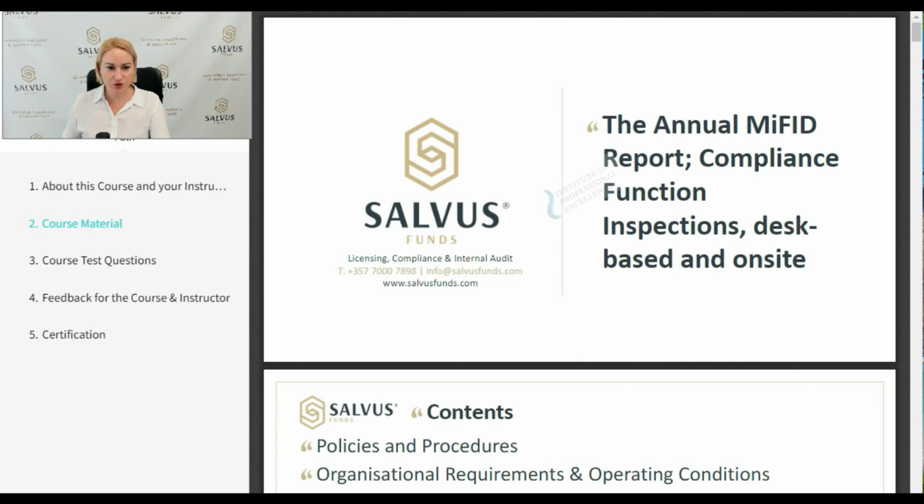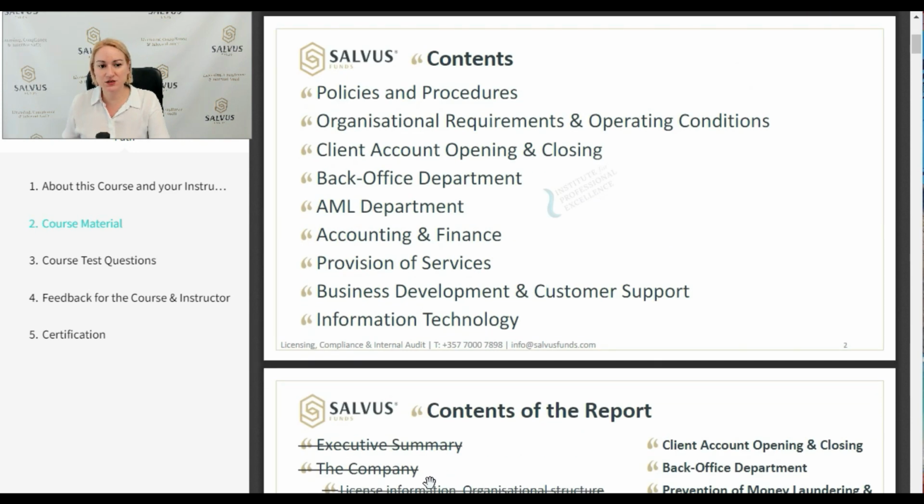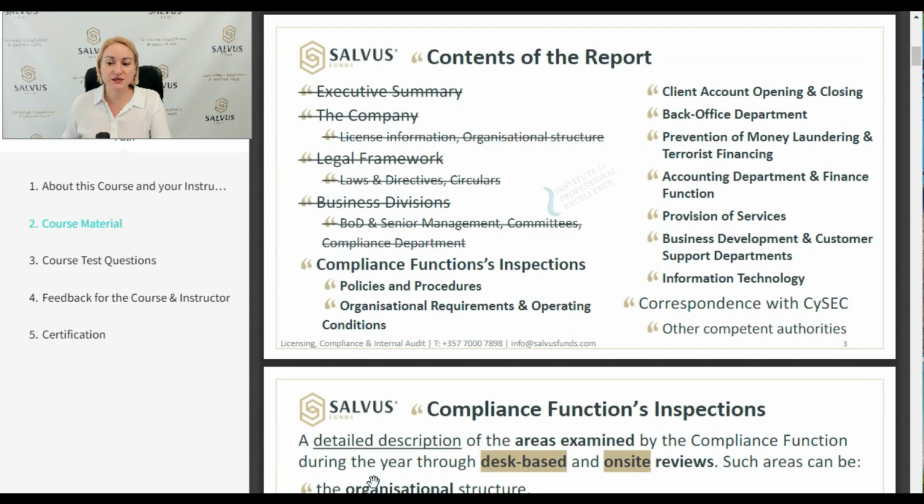This section of our course discusses the compliance function, the test-based and on-site inspections that you are doing, and the results of it. So we are discussing policies, procedures, organization requirements, operating conditions, the client account opening and closing, back office department, AML, accounting, finance, provision of services, business development and customer support, and finally, information technology. What these departments did within the year under review. So, this is the gist of our report.